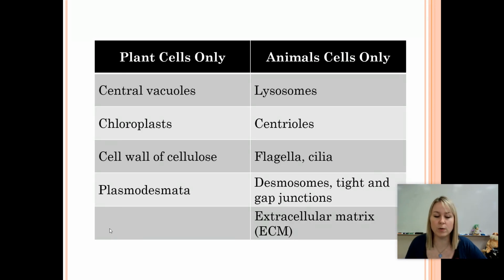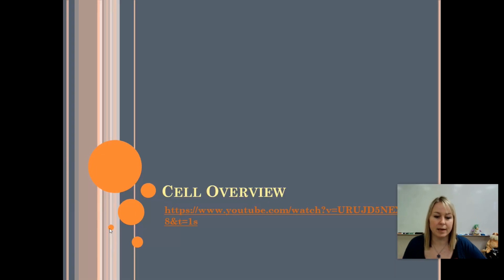Here's a quick review. Again, a really good idea to write charts like this down and organize your reading objectives in charts. Plant cells only, they're on the left, and animal cells, they're on the right. There's a video for you to watch that I encourage you to do so by looking at this PowerPoint again on the website, on my AP Bio website. So enjoy, and hopefully that helps you understand some of the more complex stuff about cells.